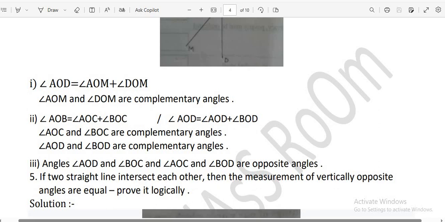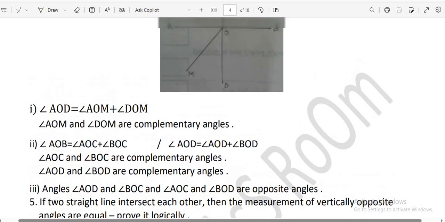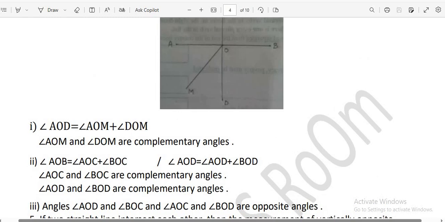And question number 3 is, from the figure above, angle AOD and angle BOC, and angle AOC and angle BOD are opposite angles, vertically opposite angles.